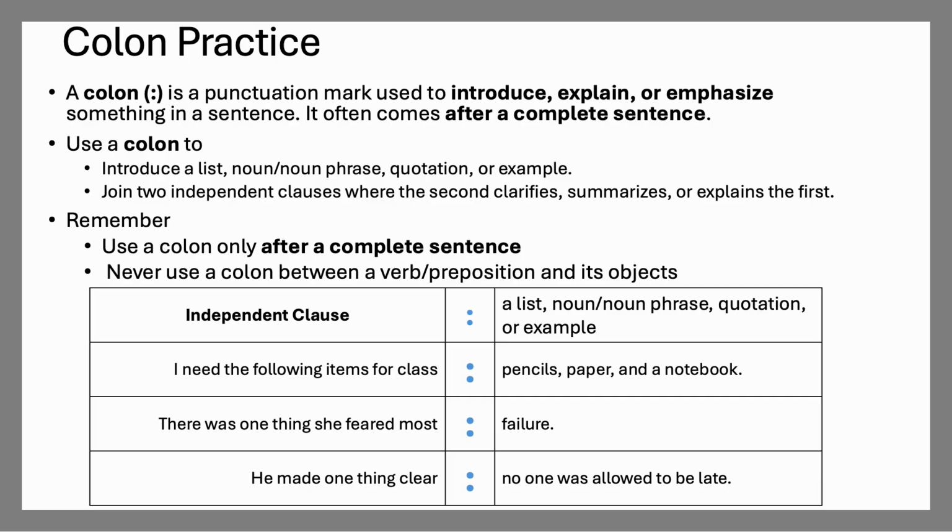So just some examples. I need the following items for class, colon. So this is a complete sentence, and it's just giving me a list of those things that I need. There was one thing she feared most, colon, failure. And so once again, it's just offering some clarity. We can have something that's incomplete like that on the other side. He made one thing clear, and then we have our colon, no one was allowed to be late. So once again, we are emphasizing what he made clear, and then we have that complete sentence on here. So just some different options for a colon.